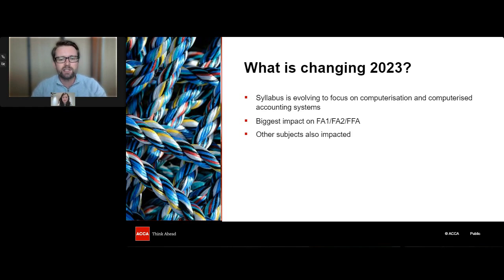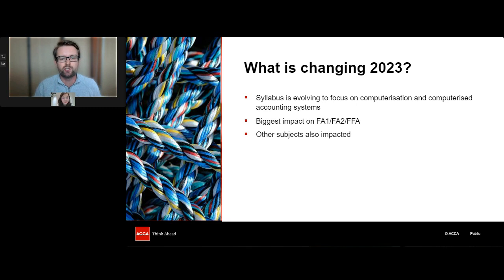And so it's for this reason that from September 2023, we're going to be removing all references to books of prime entry from the FA1, FA2 and FFA, which is the same as FA, syllabus documents. And all the exam questions for those exams will be written with the assumption that the entity in question is using a computerized accounting system.